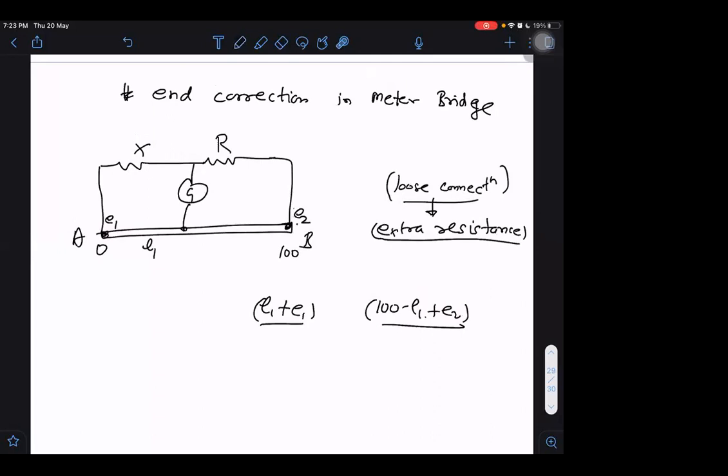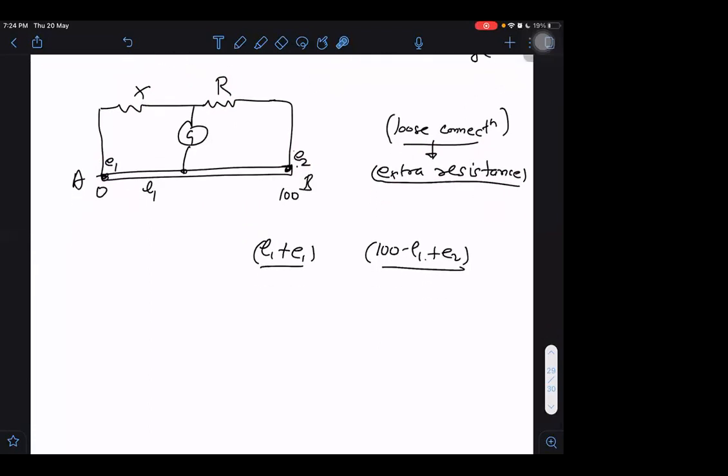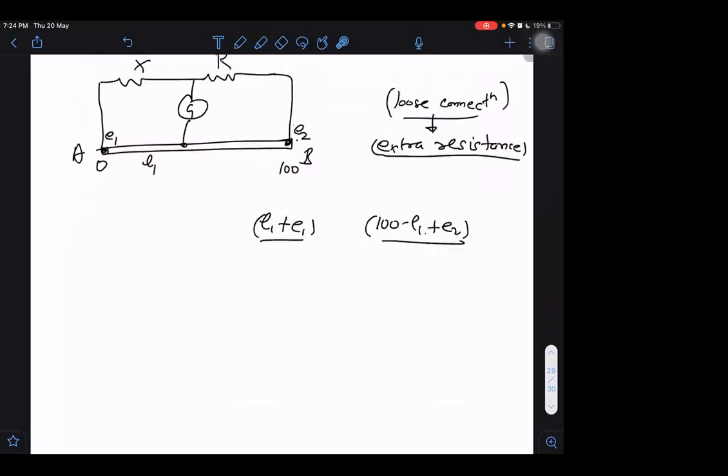Now there are questions where we want to determine the end correction, then they give us X and R values and L1 values. If we don't want to determine end correction, but they are giving end correction, then it means they want us to determine some unknown resistance X, but the remaining quantities must be given in that case. So that point is clear. What is the reason for end correction? Just extra resistance. Why is this extra resistance coming? It is coming because of loose connections. Okay, right. This is the meter bridge.